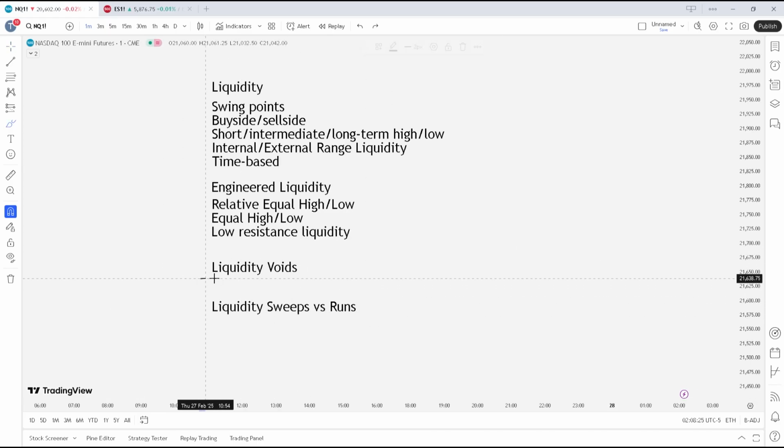All right, and now we have liquidity voids. So liquidity voids are basically just areas in price where there's a huge imbalance in the market, right?